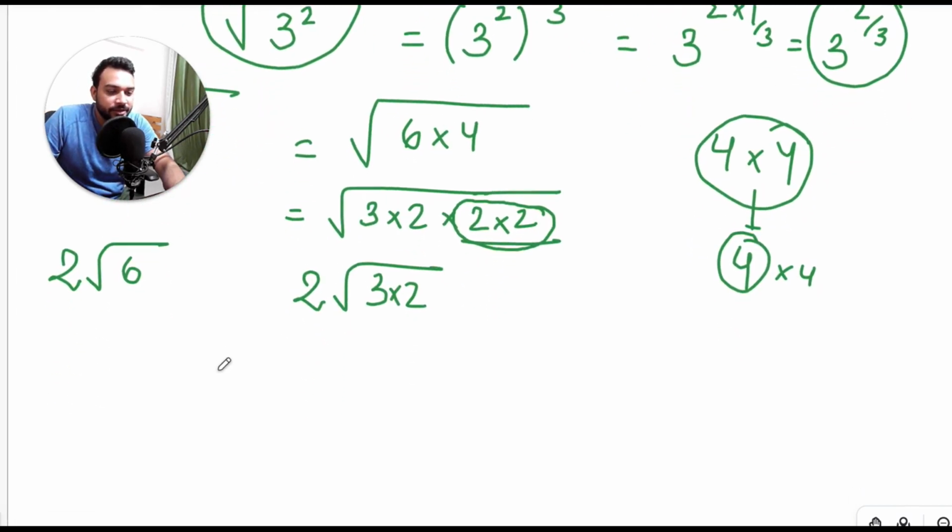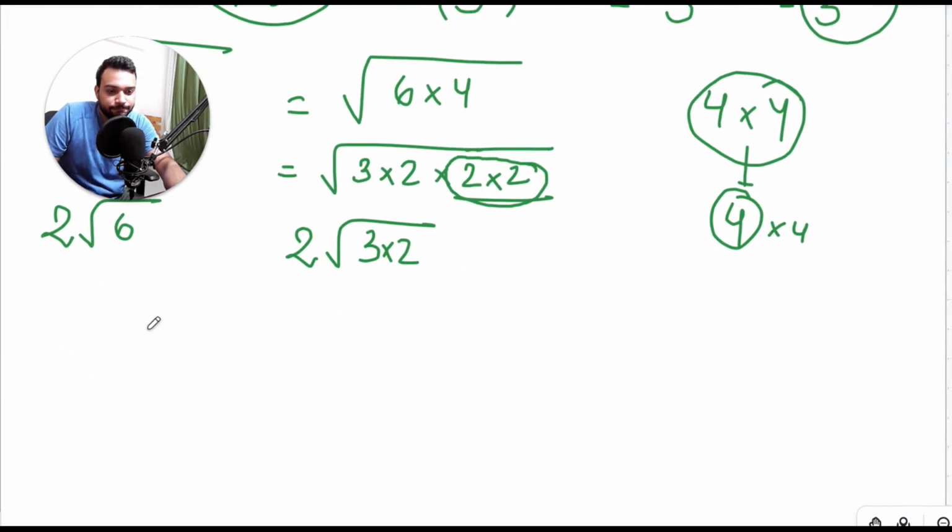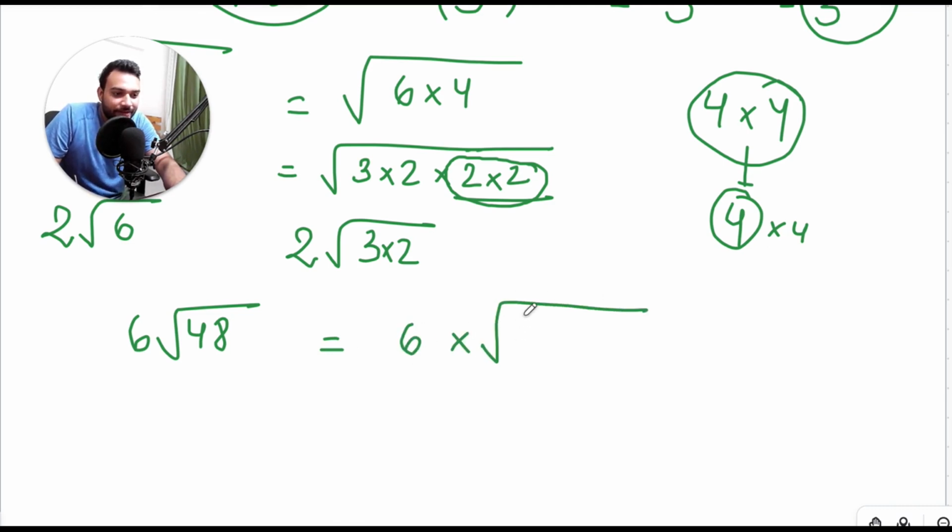Okay. Similar to this, let's say you have 6 root 48. This is the expression you're asked to simplify. How do you do that? 6, which is already outside, times square root 48, factorize 48.